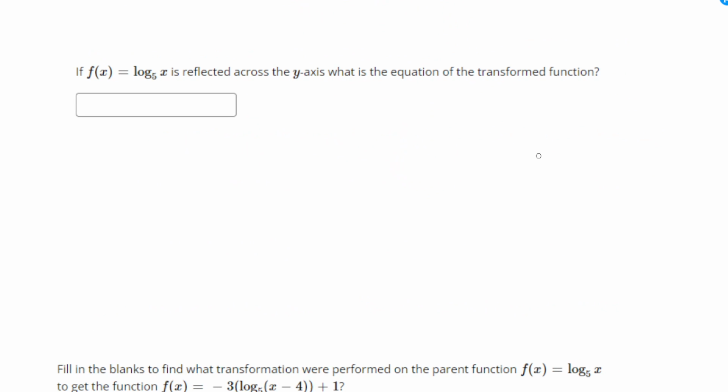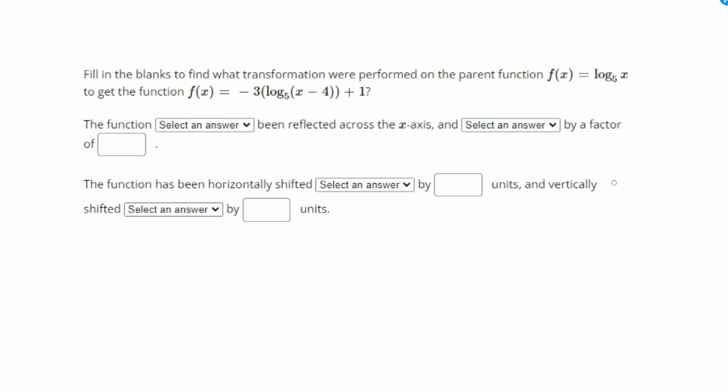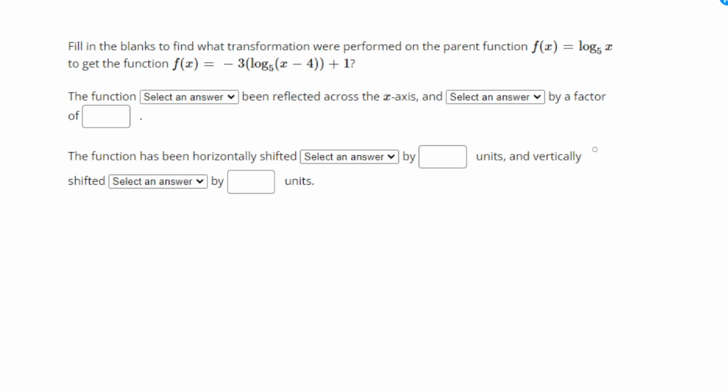If f of x equals log base 5, and the reason why I'm going through so quickly is because it should be feeling familiar to you. It's a different look, but it's the same type of thing as our previous functions. If f of x equals log base 5 of x is reflected across the y-axis, what is the equation of the transformed function? Log base 5 of negative x. And f of x equals. Don't forget that f of x equals, or else it will be upset. y equals might work too.